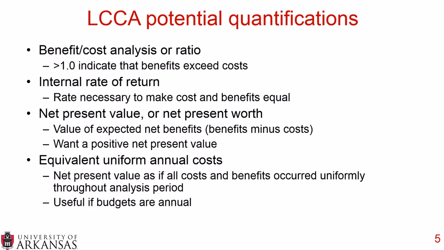And then finally, equivalent uniform annual costs. This is the net present value as if all costs and benefits occurred uniformly throughout an analysis period. And this is very useful if budgets are annual. For example, a lot of state agencies need to set annual budgets, so you can take these net present values and extrapolate them over multiple years into uniform annual costs.